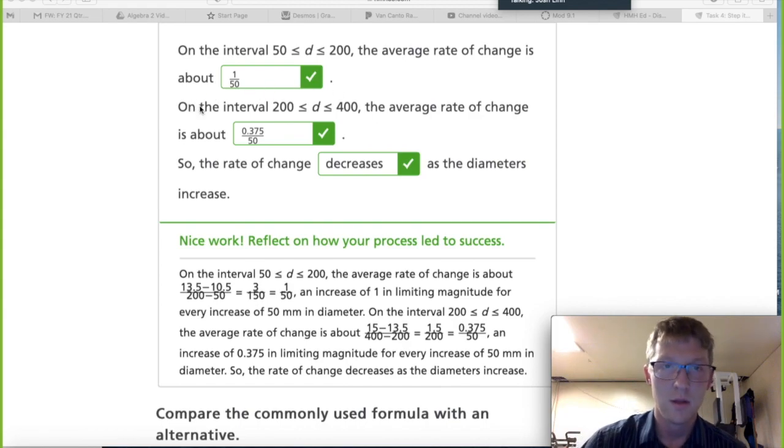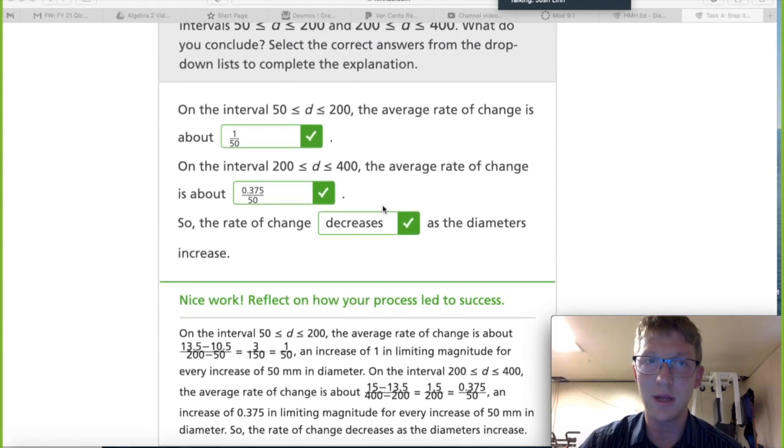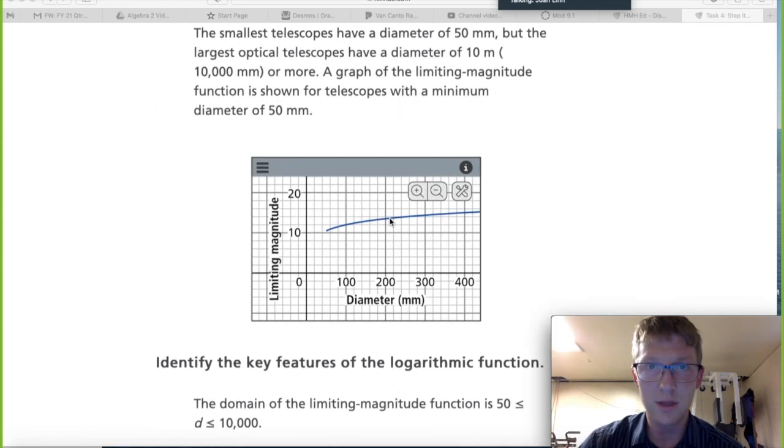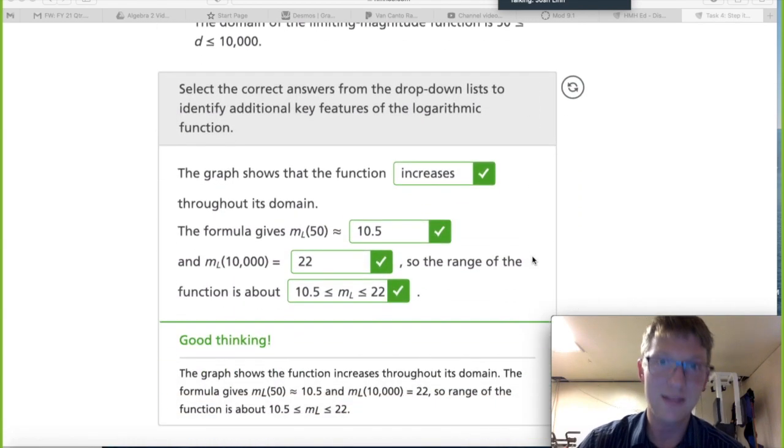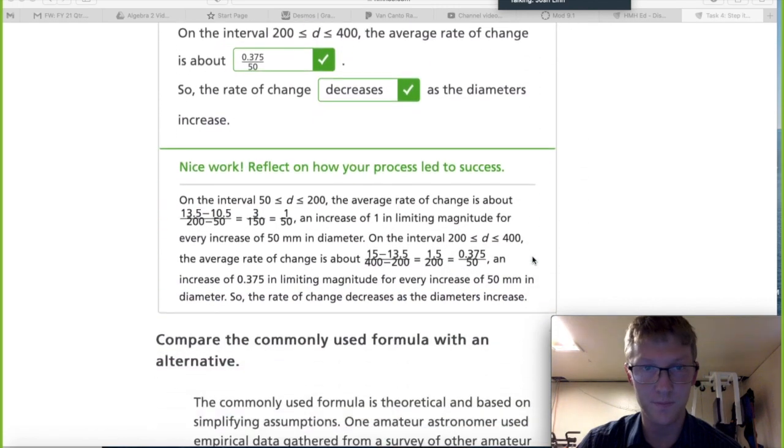Anyway, so then same thing on the interval 200 to 400, the average rate of change is about this. The point here is that the rate of change decreases as the diameter increases. So if we look at the graph, as the diameter gets bigger and bigger, yes, it still increases, but it doesn't increase as much. So that's the whole point that they're trying to make there.